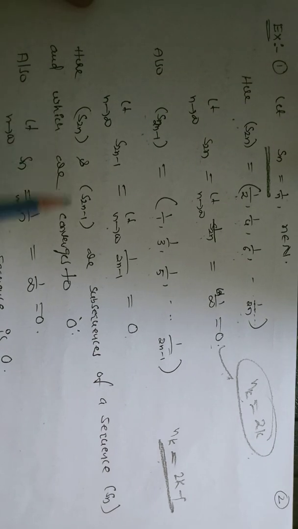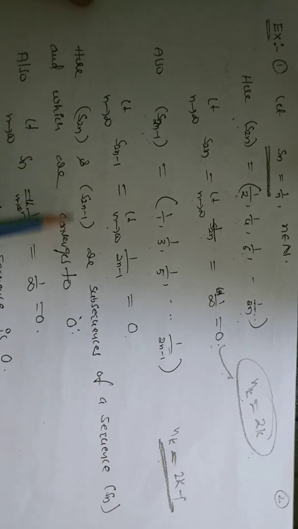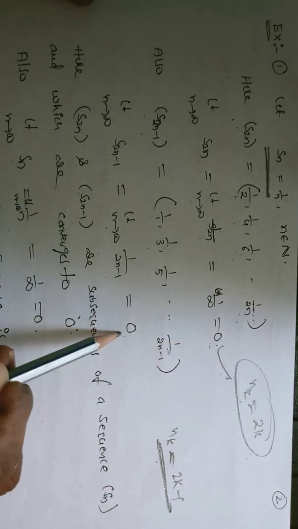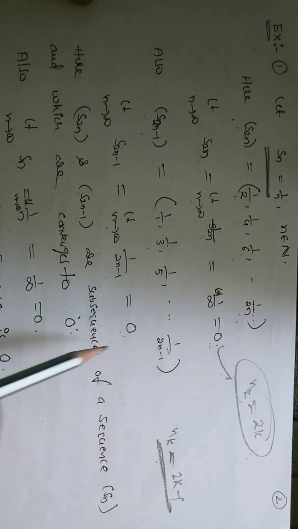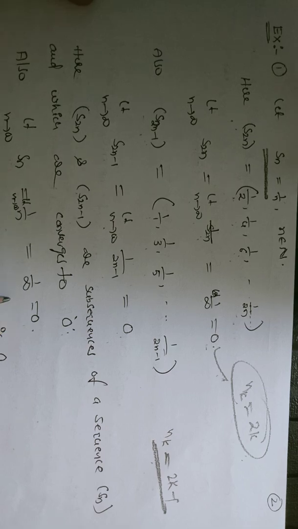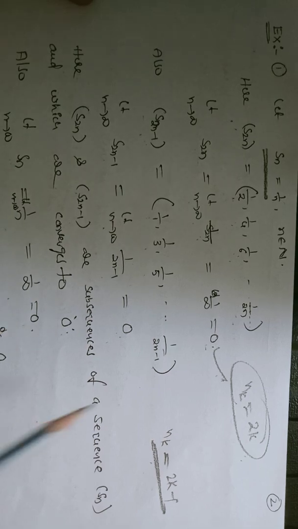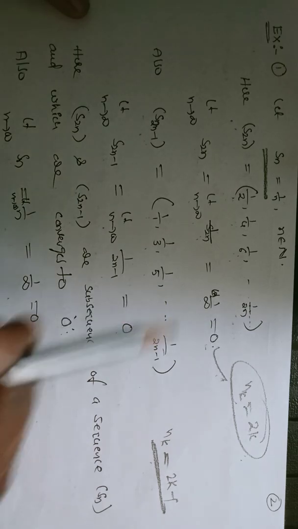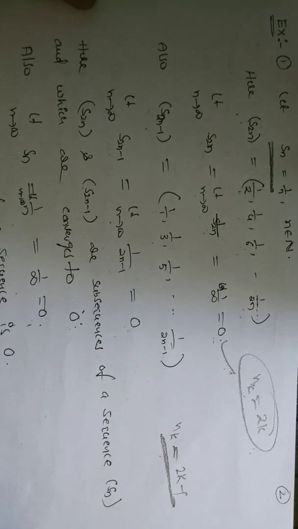So S2n, S2n minus 1. The subsequential limits are equal. This is 0, this is 0. These two subsequences have the same limit 0, and the limit of the sequence Sn is also equal to 0. So the subsequential limits are 0, and the limit of the sequence is 0. Therefore, if a sequence converges to limit 0, the subsequences also converge to the same limit 0.